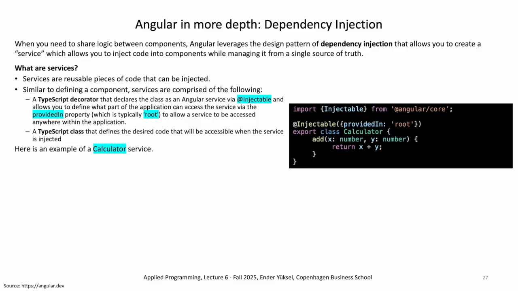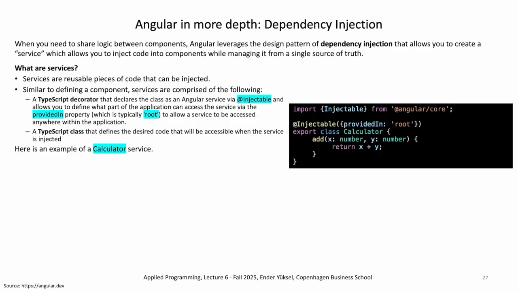Here's an example of a calculator service. First, we have the @injectable decorator, which marks this class as a service that can be injected into other parts of your app. ProvidedIn root means this service is a singleton, which means only one instance exists for the entire application. The service is automatically available everywhere without needing to add it to any module's providers array.